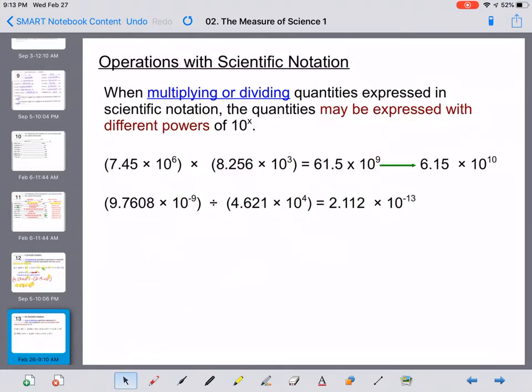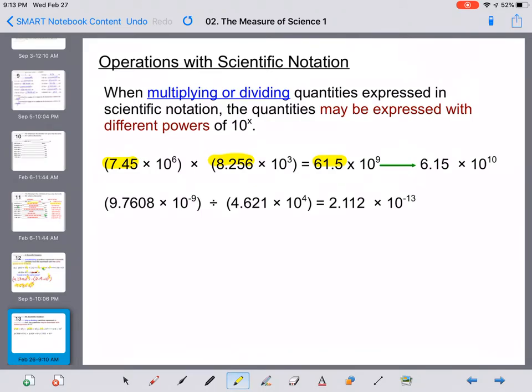So multiplication and division, I actually find this one a little bit easier to do because really the steps are pretty laid out, pretty straightforward. So in this case, it says when we multiply and divide, the quantities can be expressed with different powers. And when we multiply, we actually add them. So we start off and multiply the numbers together. 7.45 and 8.256 gives us 61.5.